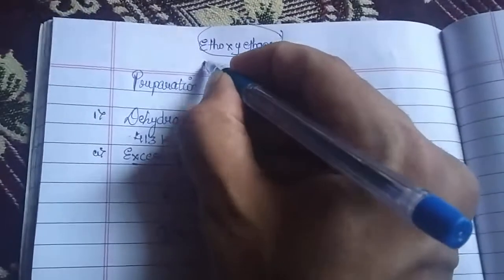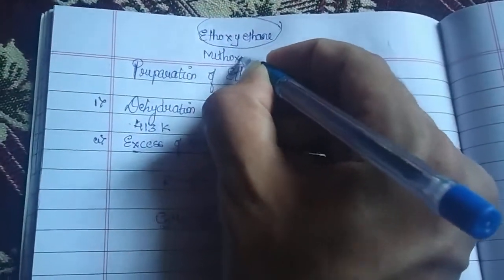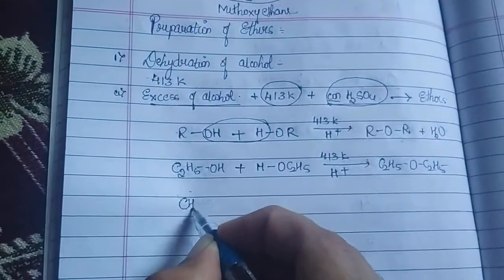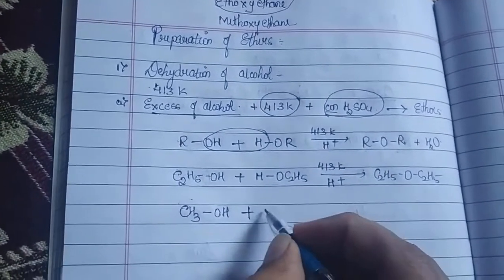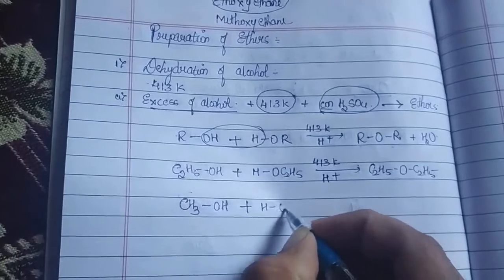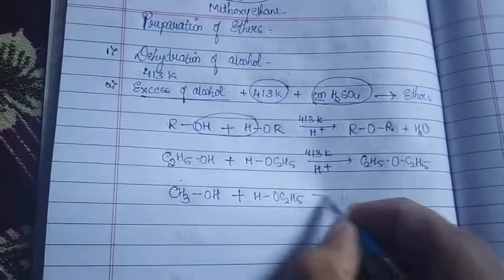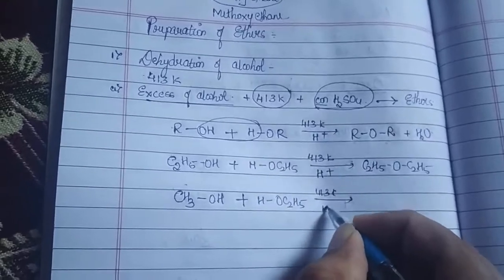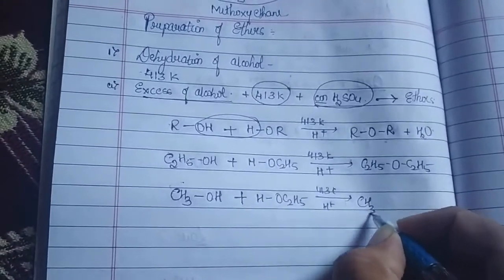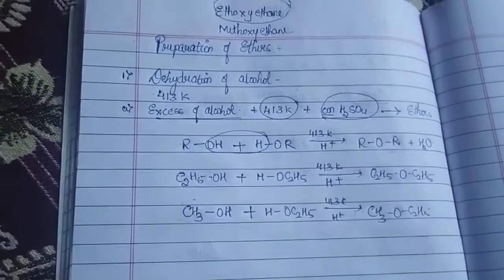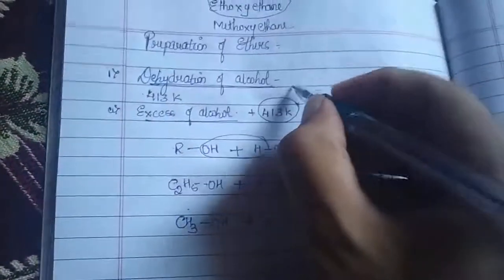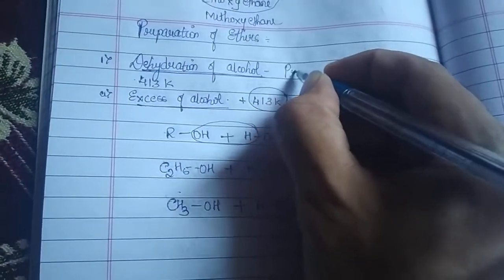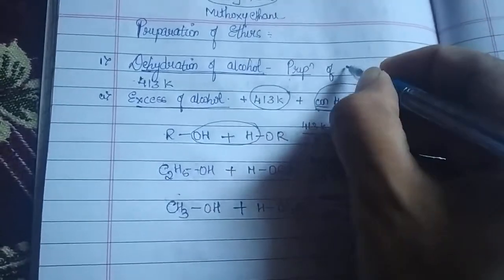In case I want to prepare methoxyethane, what should I do? You choose methanol, CH3OH 1 mole, and then another mole, which one do you have to take? HOC2H5. So whatever we get at 413 Kelvin temperature in the presence of H plus, we will get as CH3OC2H5. But remember guys, this dehydration of alcohol is mainly employed for the preparation of symmetrical ethers.